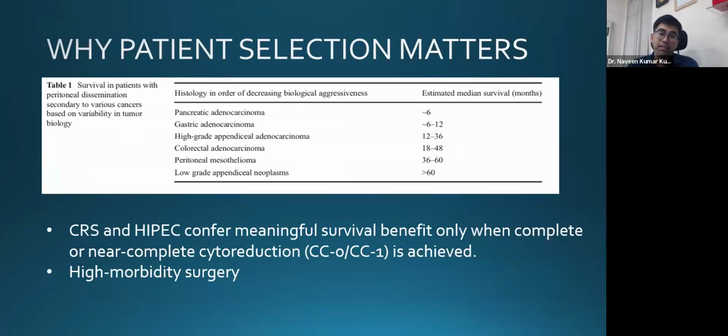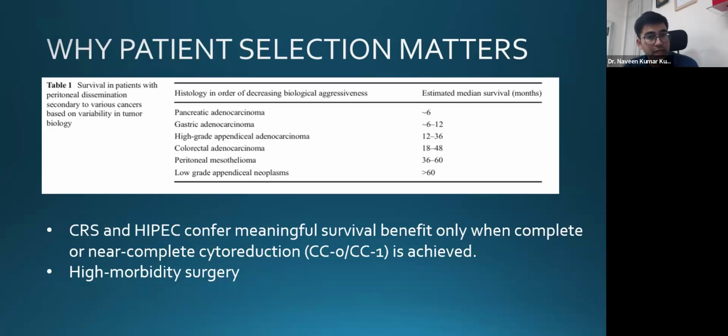So, why does patient selection matter? The most important thing to understand is, as you can see in the table which I have presented in this slide, across all the histologies, if I discuss pancreatic adenocarcinoma, the gastric, and the associated estimated median survival time, you can clearly see that once a patient develops peritoneal mets, the median survival is very, very low. For a low grade malignancy like low grade appendiceal neoplasm, it is almost to the tune of 5 years or so, but otherwise it is very less, in the range of 6 to 12 months or so. So the only treatment modality which we can provide to the patient is cytoreductive surgery with HIPEC.